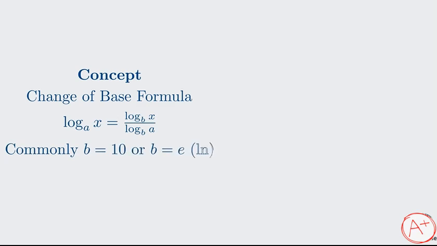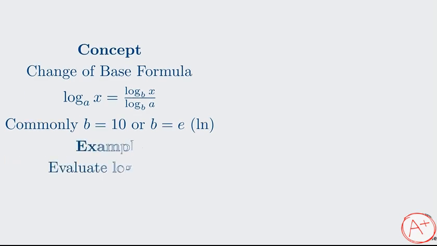Sometimes you will encounter logarithms with different bases that cannot be directly combined. In these cases, we use the change of base formula. This formula allows you to change a log in base a into any new base b. In the IB curriculum, we usually choose base 10 or the natural logarithm, base e, which we write as ln.